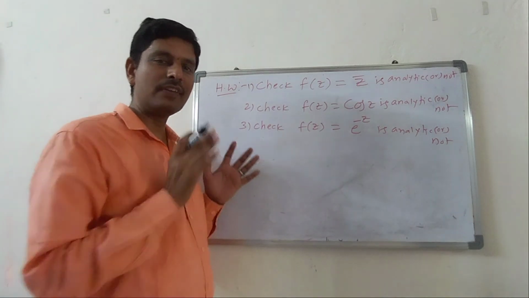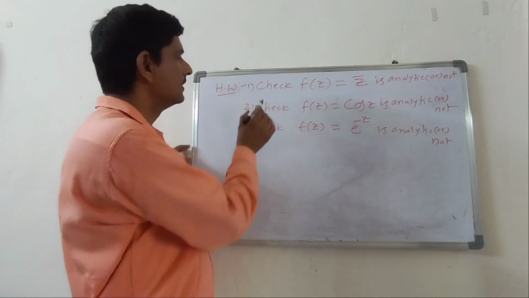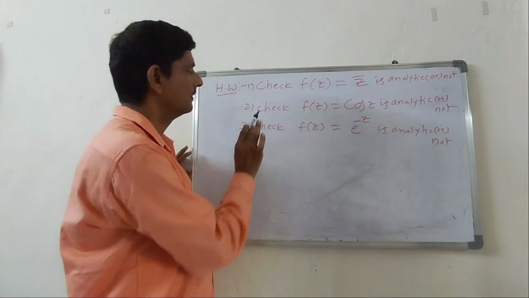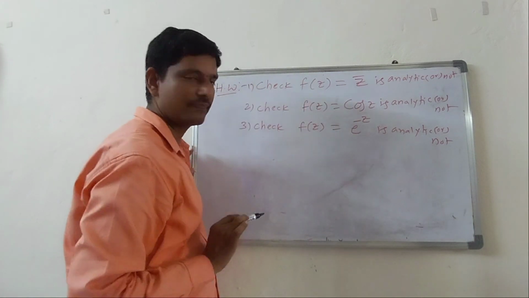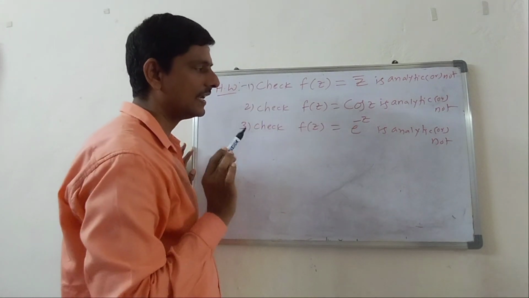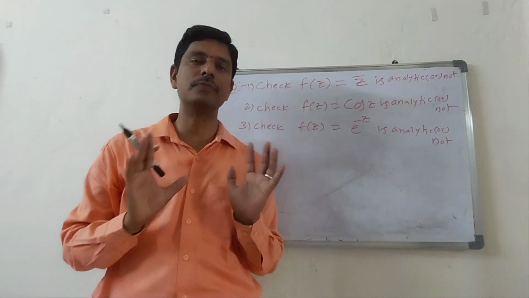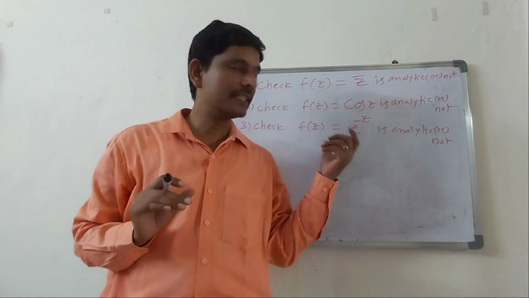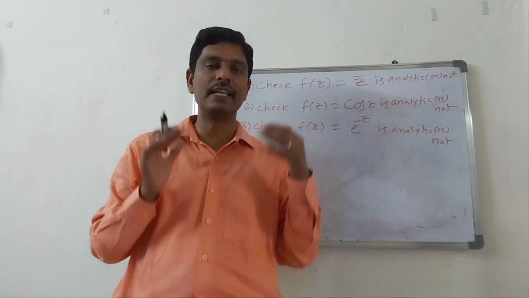Right students, I am giving some similar type of problems as homework. Check whether f of z equal to z bar is analytic or not. Check f of z equal to cos z is analytic or not. Check f of z equal to e power minus z is analytic or not. Try to do these problems as homework. With this I am concluding this video. We will discuss more problems of this kind in coming videos.